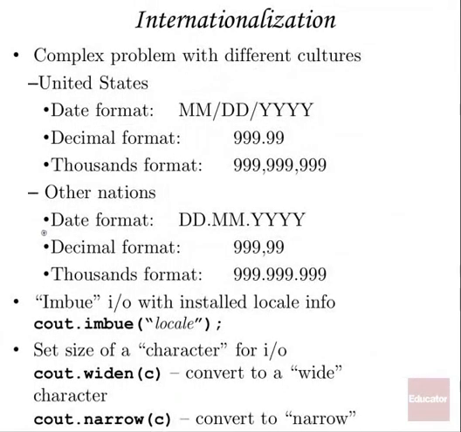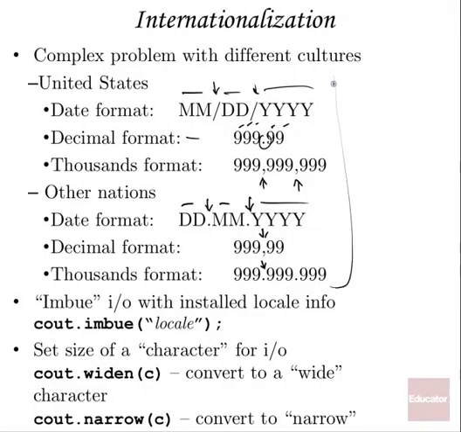Briefly, there are internationalization problems that you need to be cognizant of, especially if you're writing code that's going to be run by somebody in other languages and other cultures. For example, in the United States, our date format typically has month with a slash, day with a slash, and then the year. Our decimal point numbers are 999, then a decimal point, and then 99. Our thousand separator is the comma. Other countries do different things. They'll have the day, then the month, then the year, separated by a period. The comma will be used for the decimal point, and a period is used for the thousand separator. So these are things that you need to worry about.